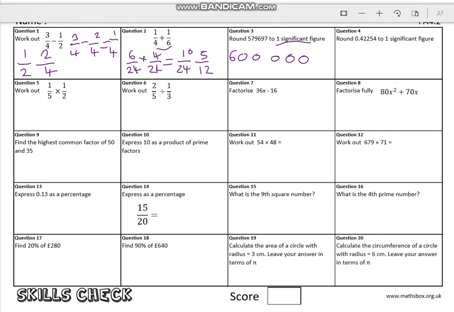Okay, so the next one says round 0.42254 to one significant figure. Now again, we have to look for the first number that we can see. So the number we can see here is a 4, and the number after it is a 2, which is below 5, so therefore we round down. So here we end up with just 0.4.